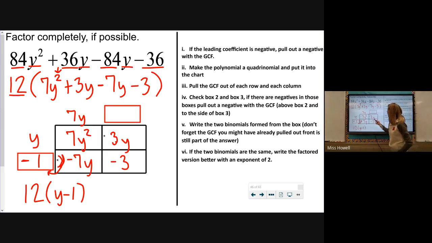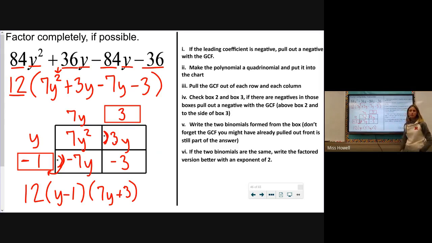All right, 3y and negative 3. Again, this starred one's positive, so I don't have to automatically pull it out there. These both share a 3. That's what's going to get pulled out here. And so we should see our second factor from our chart is 7y plus 3.